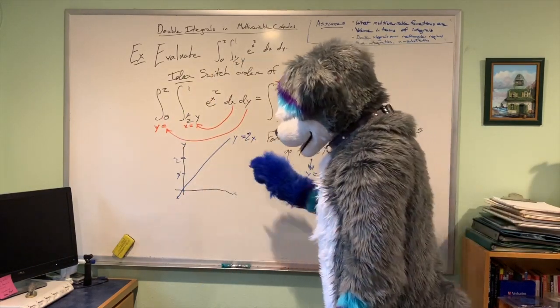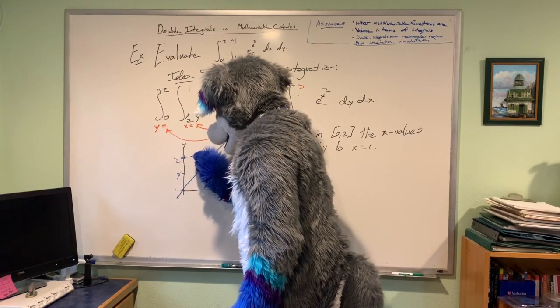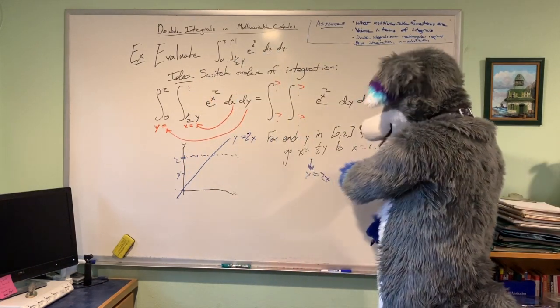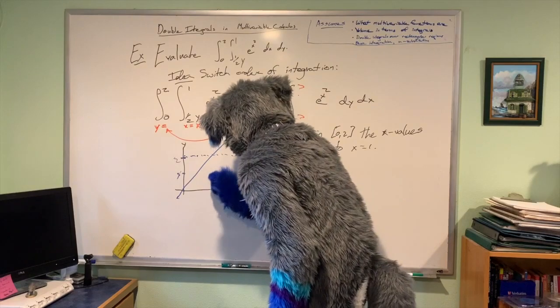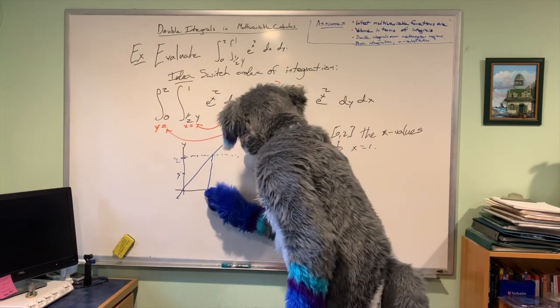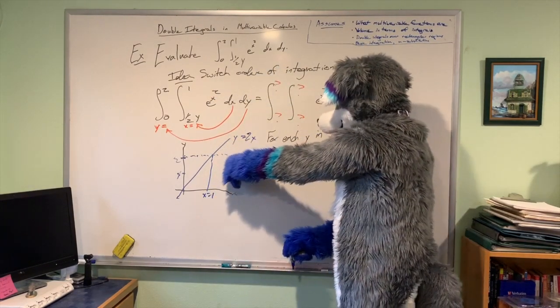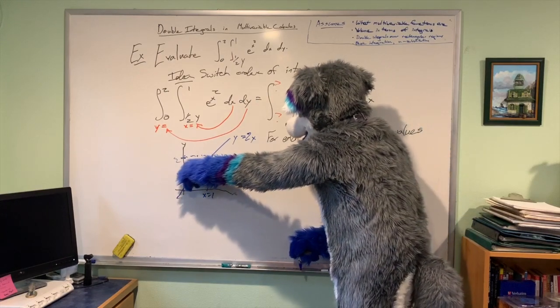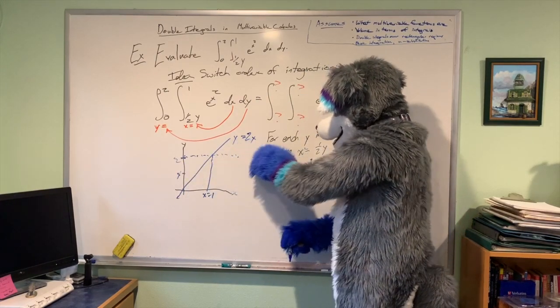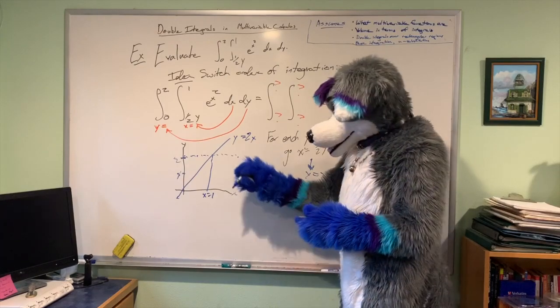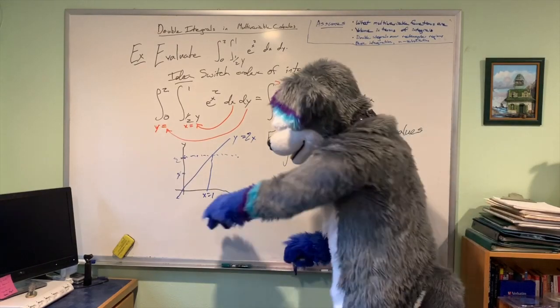And then y equals 2 is here. And then x equals 1 will be right here, right? Because that's the intersection point of y equals 2 on this line. So the corners match up nicely. And so there's x equals 1.